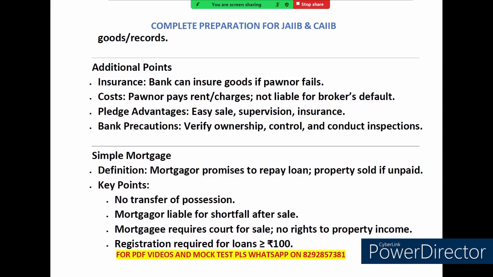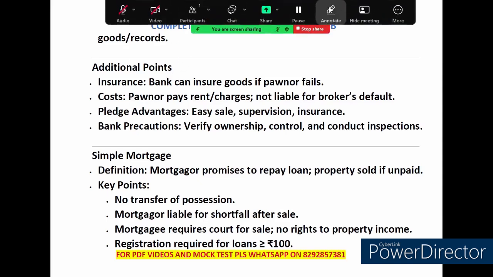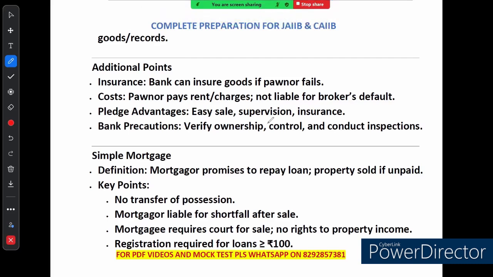Next, we have mortgages. In a simple mortgage, you promise to repay the loan. There are different kinds of mortgages. We will discuss simple mortgage. In simple mortgage, you promise to repay the loan, and if you fail, the bank can sell your property to recover the debt. Unlike pledge, there is no transfer of possession, meaning you keep your property while repaying the loan.